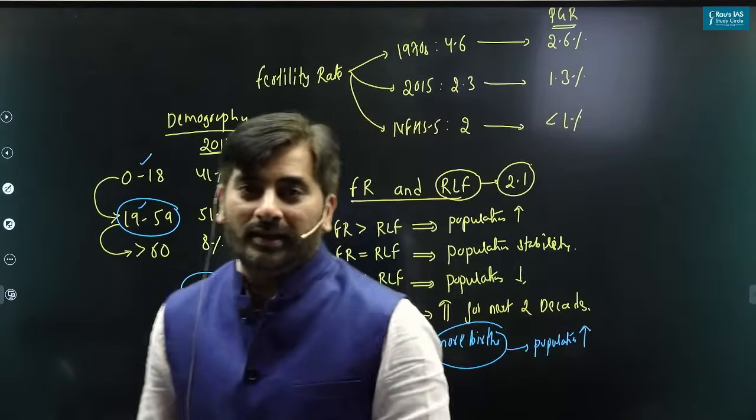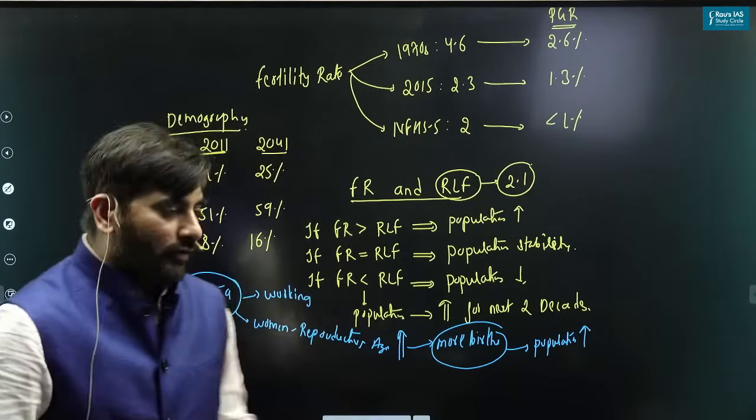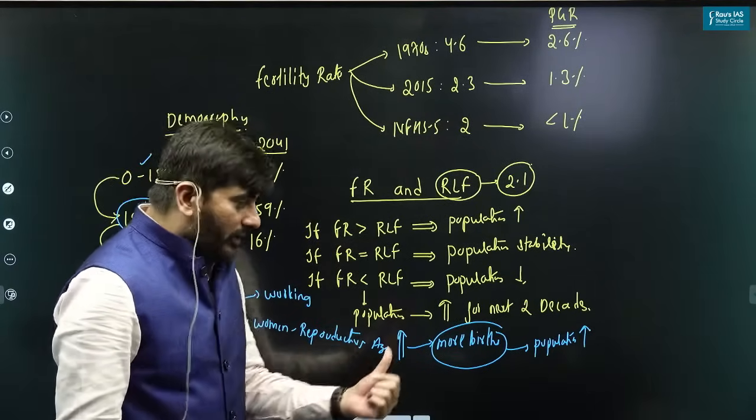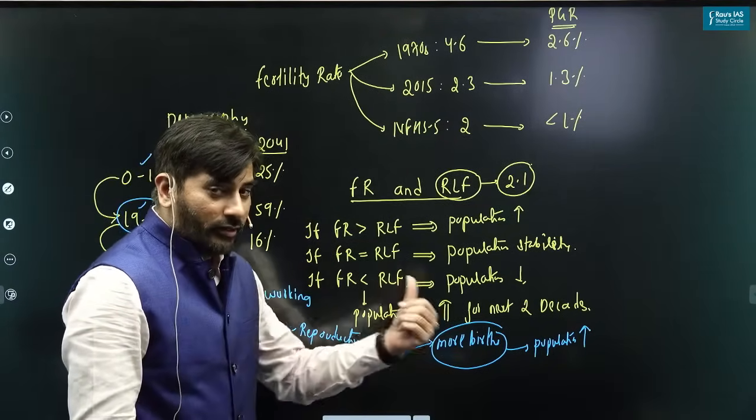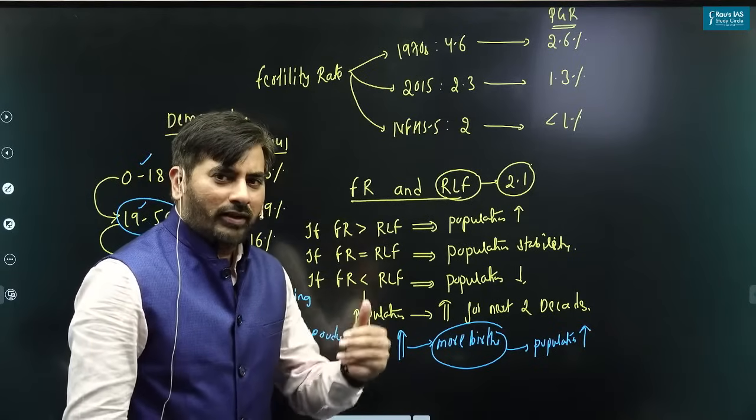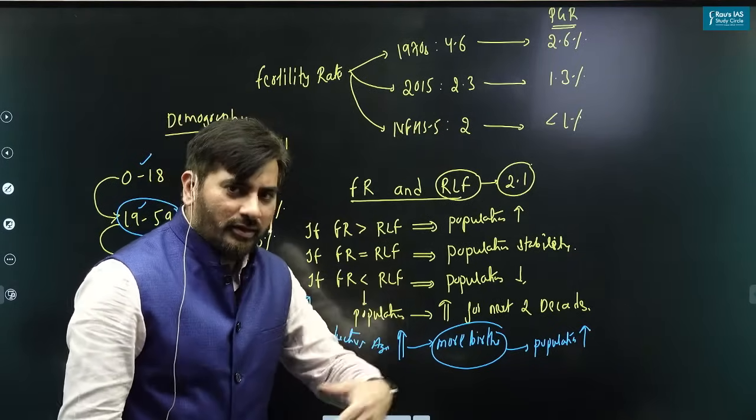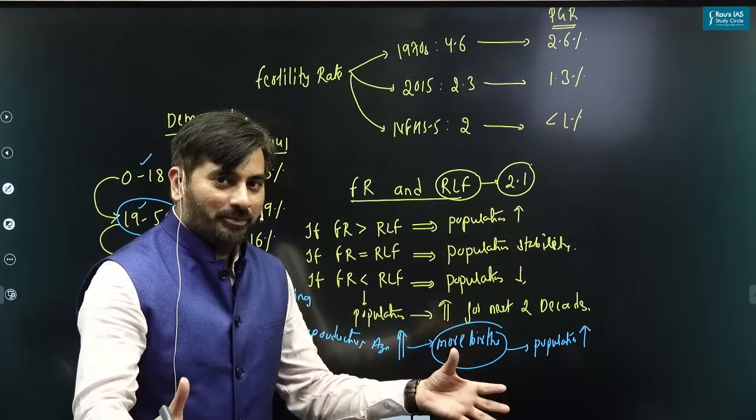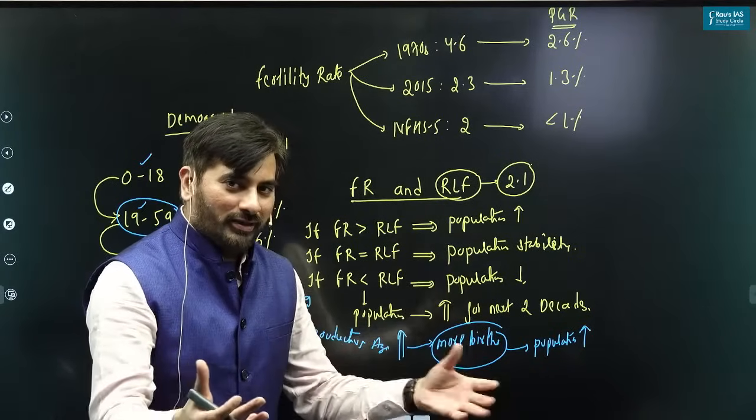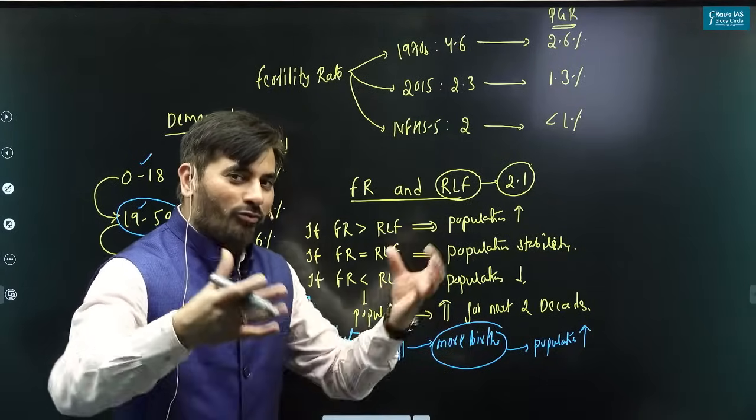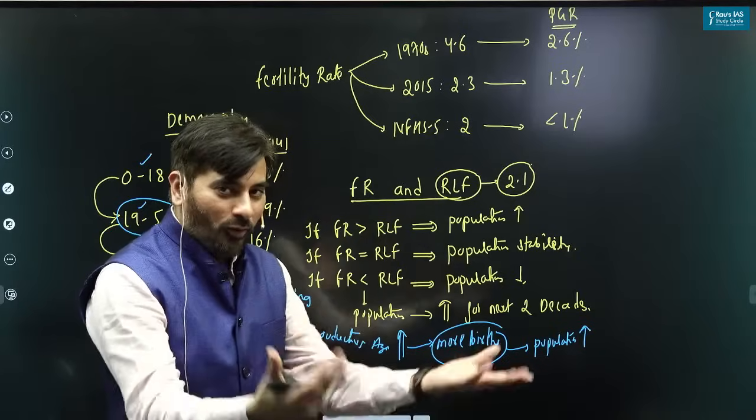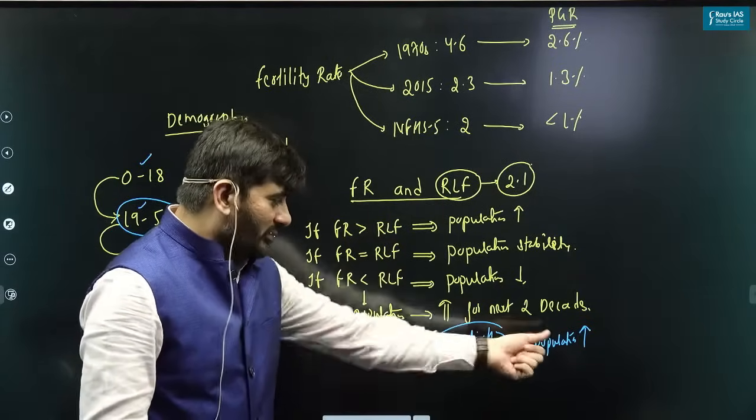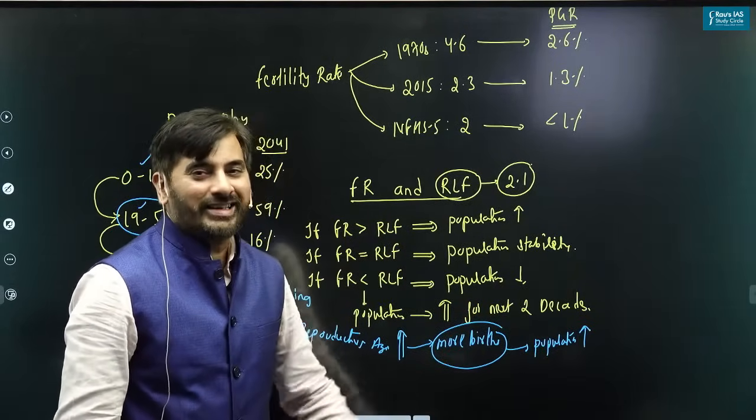And because they are giving more births to children, the population of India may continue to increase at least for the next 2 decades. So the women who are in this particular age group, 19 to 59, yes, they will probably give birth to less number of children. That is for sure. But we'll have more number of mothers in India. Because we have more number of mothers in the age group 19 to 59, more number of mothers means more children, means population is going to increase.